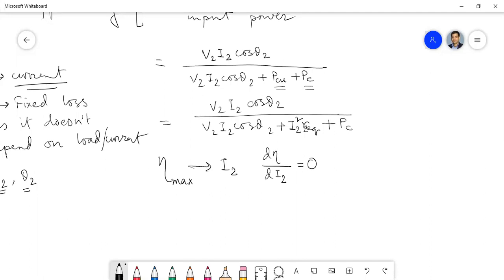So PC equals I2 square into R equivalent. Yes, sir. Means I2 will be root of PC by R. PC equal to I2 square R2 equivalent. Okay.